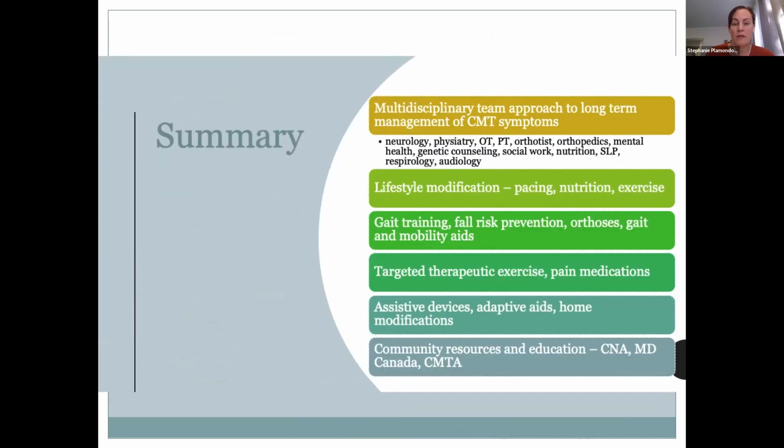So in summary, a multidisciplinary team approach to long-term management of CMT symptoms may include many different allied health specialists or team members, as listed here. It'll include lifestyle modification, gait training, fall prevention, exercise, pain management, and it might require some adaptive equipment. But we also hope as a multidisciplinary team to allow people to access the resources and funding that they might need, that we can apply for, and provide education for patients as well. So with that, I have finished my part of the presentation as well.